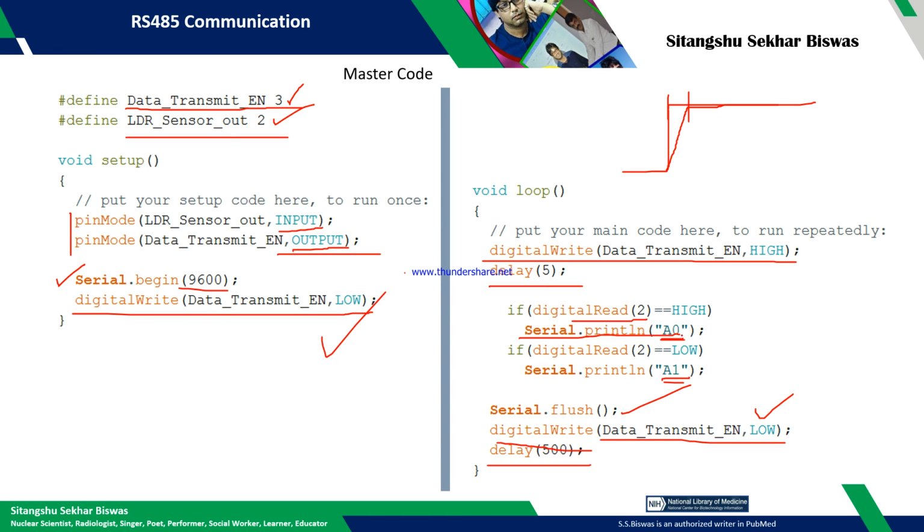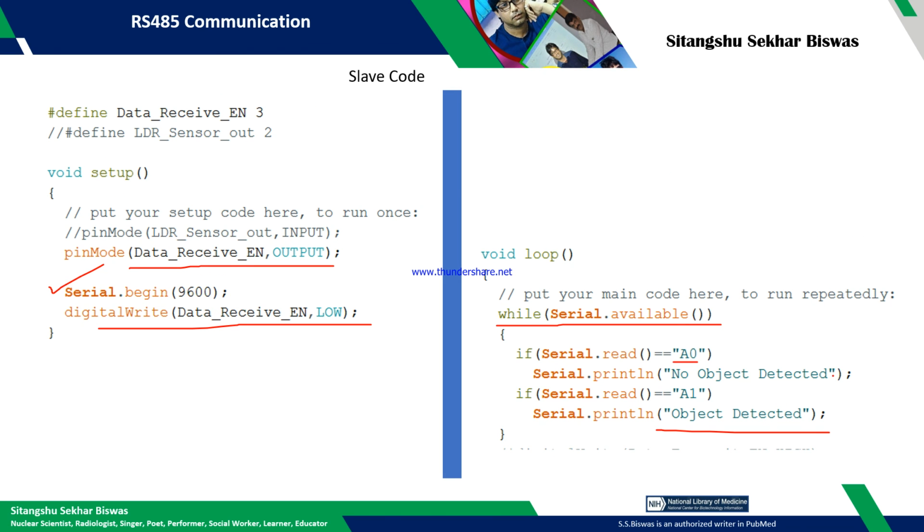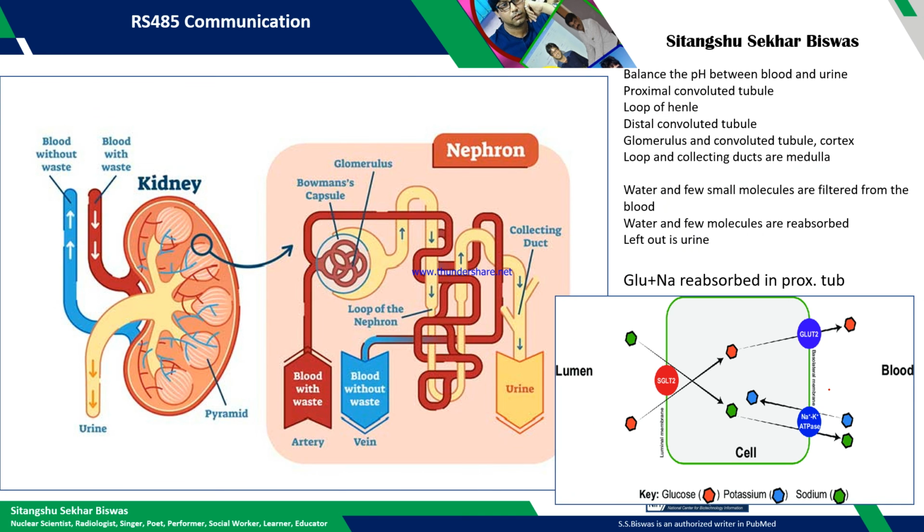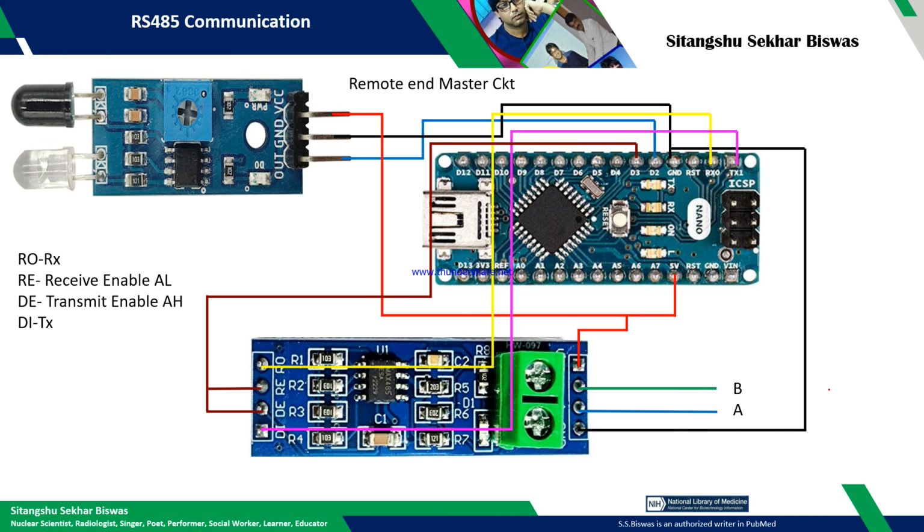If an object is detected, it will print object detected. If there is no object, it will print no object detected. So this is a simple way to understand master-slave mode RS-485 communication. Hope it will be useful to you all.